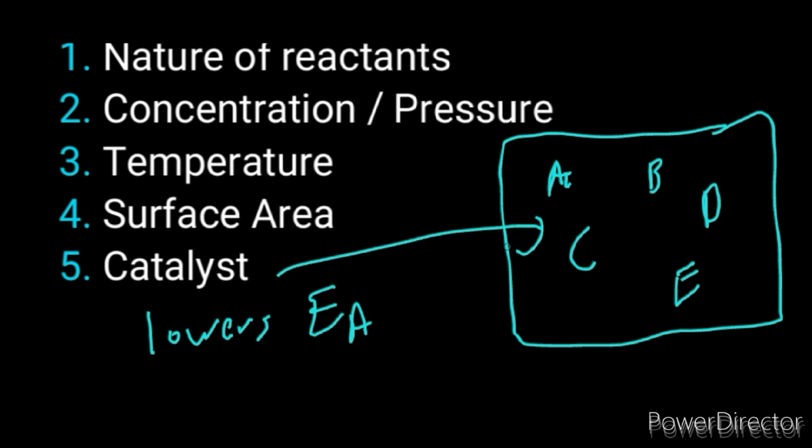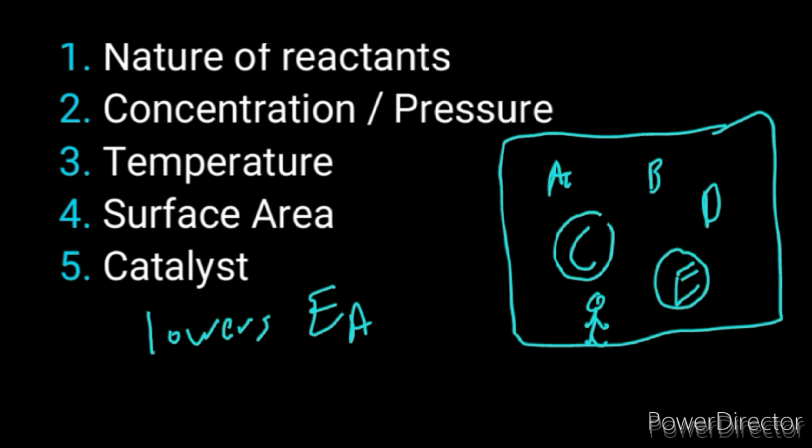Now let's put it in this situation of cars. Picture a person who is sitting and watching this guy driving. Now imagine this person directing this guy to bump this person. So this person is causing more collisions to happen. This person is providing pathways for the collision to happen. So a catalyst increases pathways for reactions to take place. But most importantly, you have to memorize that the catalyst lowers the activation energy.